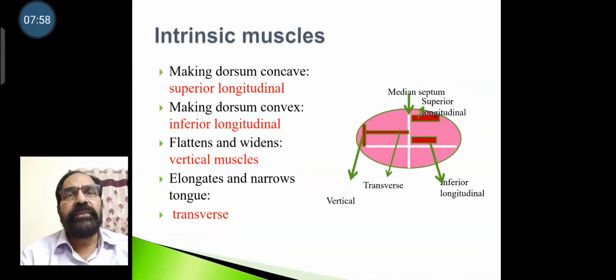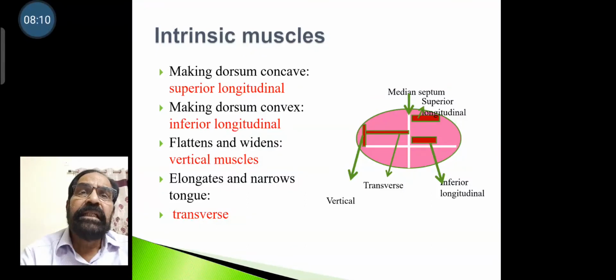Among the intrinsic muscles, the superior longitudinal muscle makes the dorsum concave. The inferior longitudinal muscle makes the dorsum convex. Vertical muscles flatten and widen the tongue, and transverse muscles elongate and narrow the tongue. So these muscles you can see in the picture.